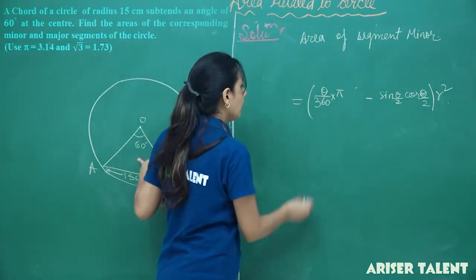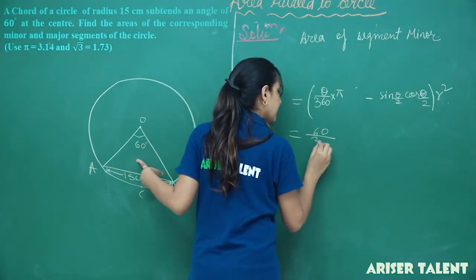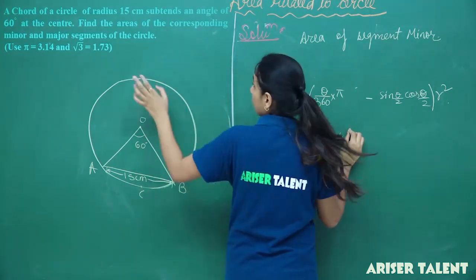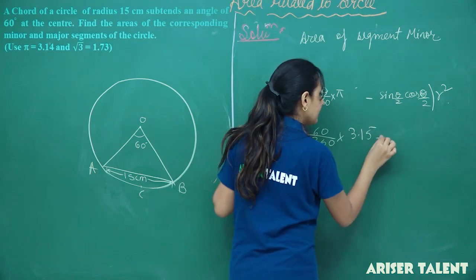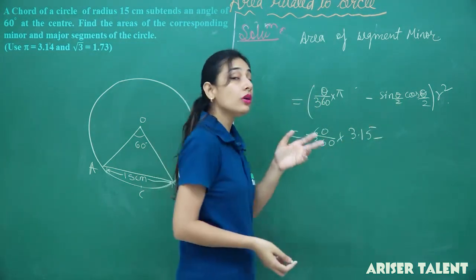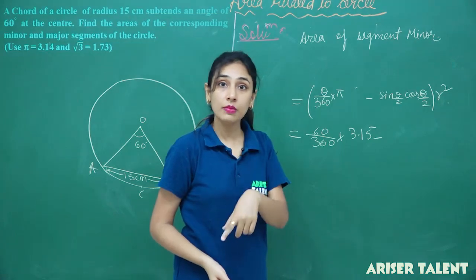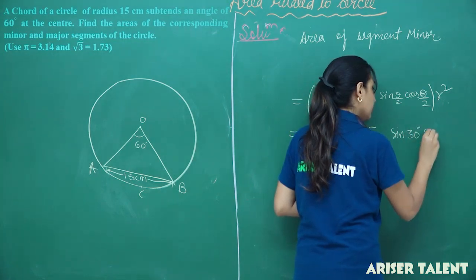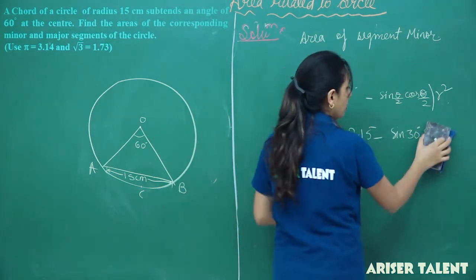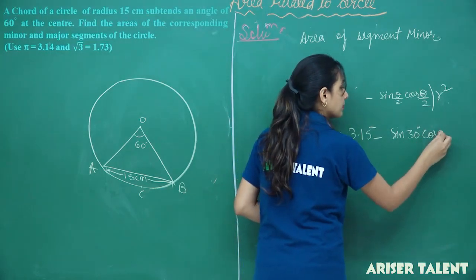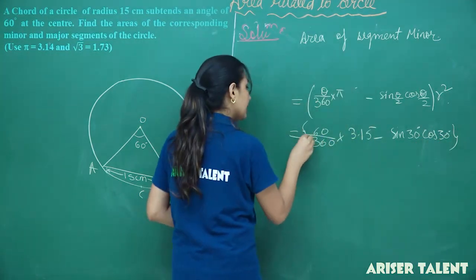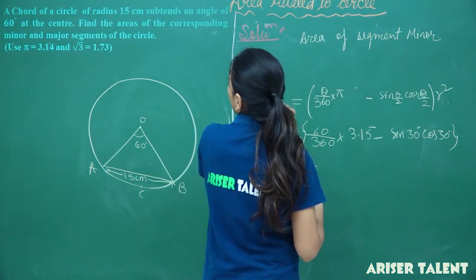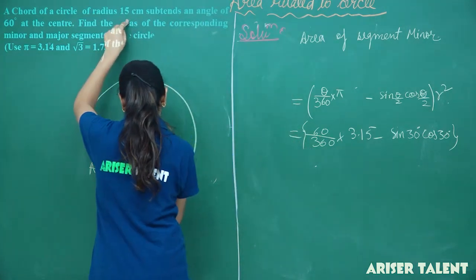Now we are given theta, so we can put theta 60 degree here and 360 here, multiplied by pi. Pi's value is given as 3.14. Now I have sin theta by 2. Sin theta by 2 is what? Sin 60 by 2, that will be sin 30. The same for cos theta by 2, that will be cos 30 degree, and completely multiplied by r square. I have been given r equals 15 centimeter.